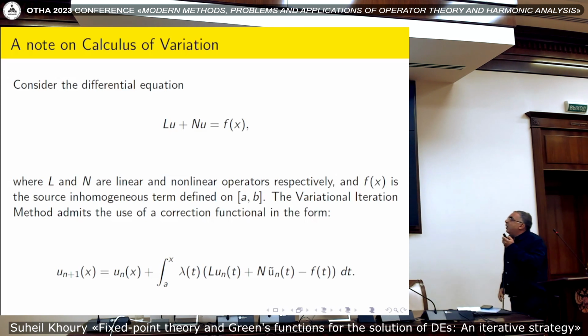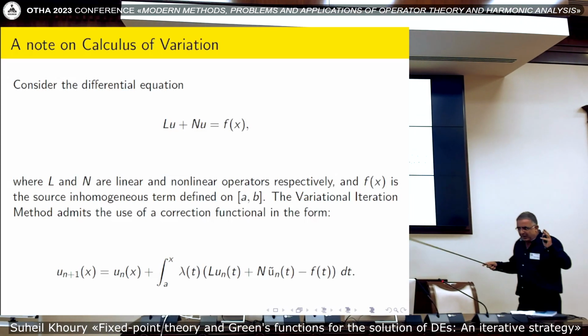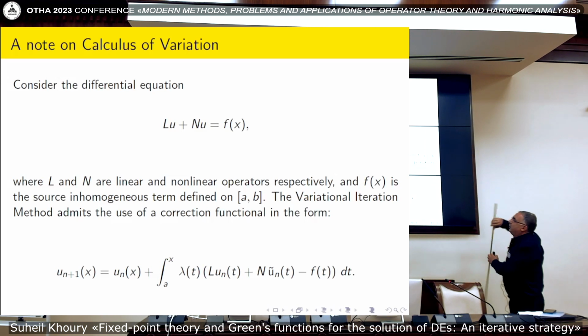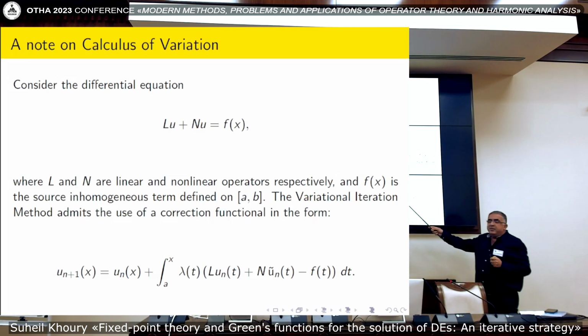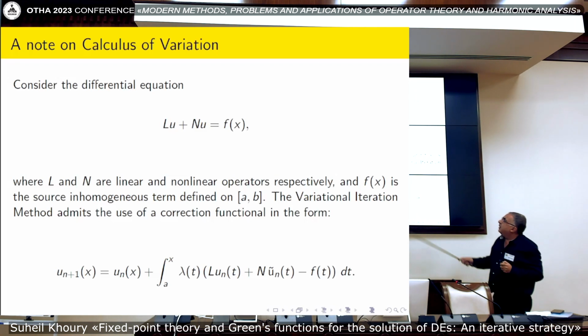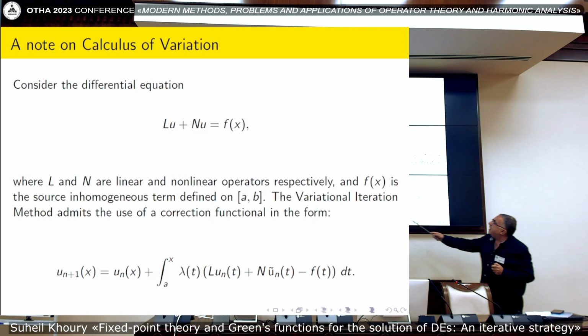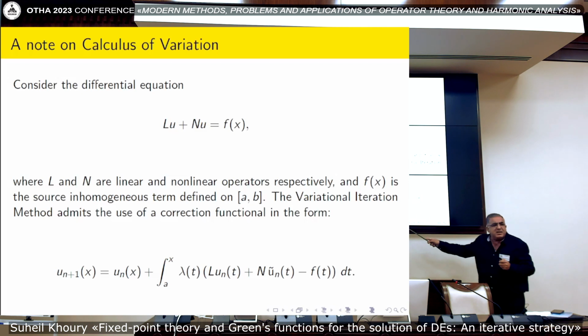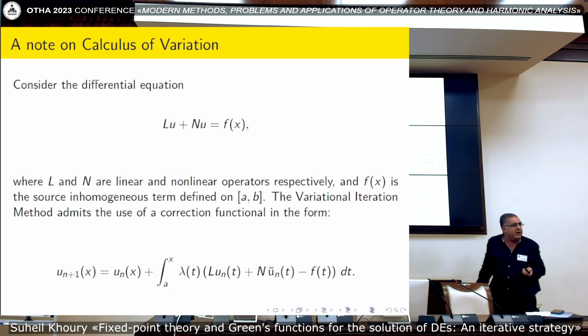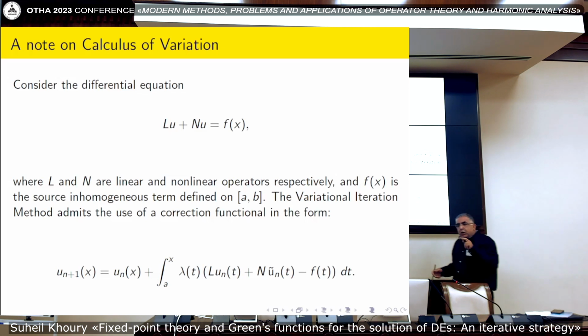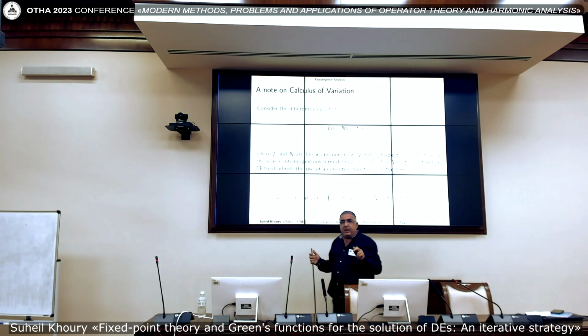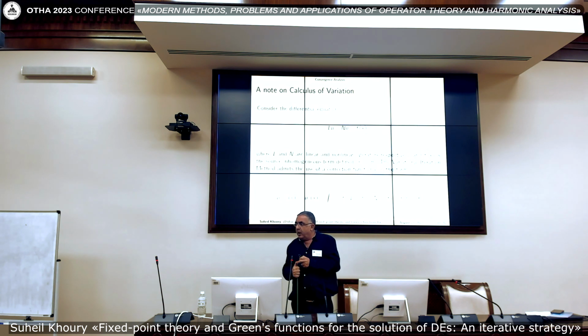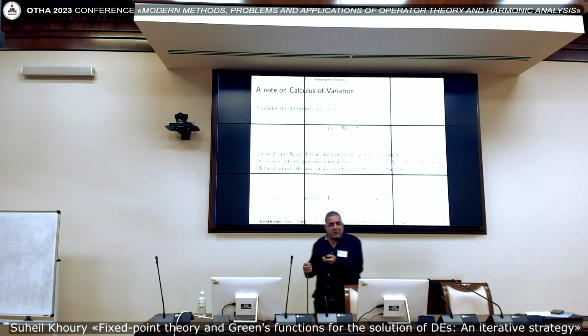Now let me give you a note from calculus of variations. This is an area I have nothing to do with; I don't do research in it. But in calculus of variations, they also come up with iterative methods. The variational iteration method admits a correction function in this form, where lambda of t is very popular in calculus of variations; they call it the Lagrange multiplier. In one of our papers published in Applied Mathematics Letters, a short paper, we showed that the so-called Lagrange multiplier is basically the Green's function. This is what we showed.